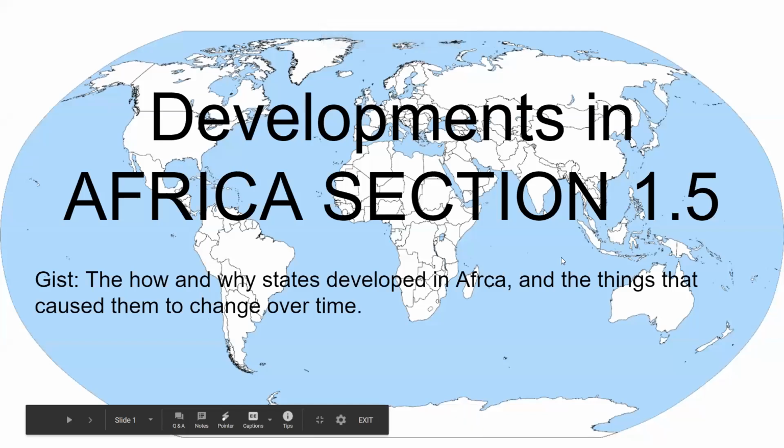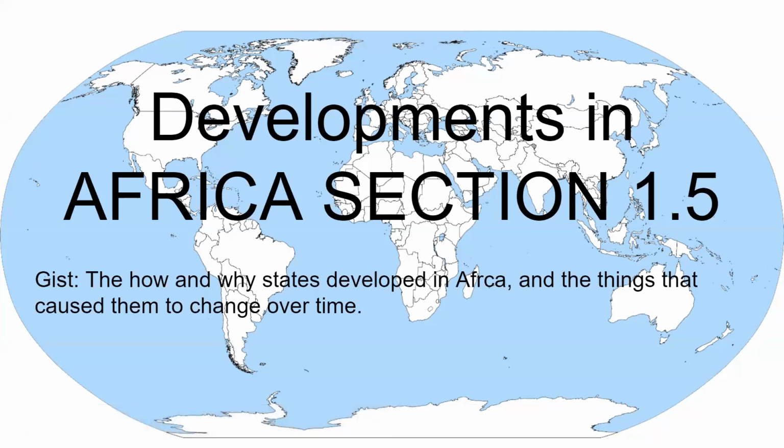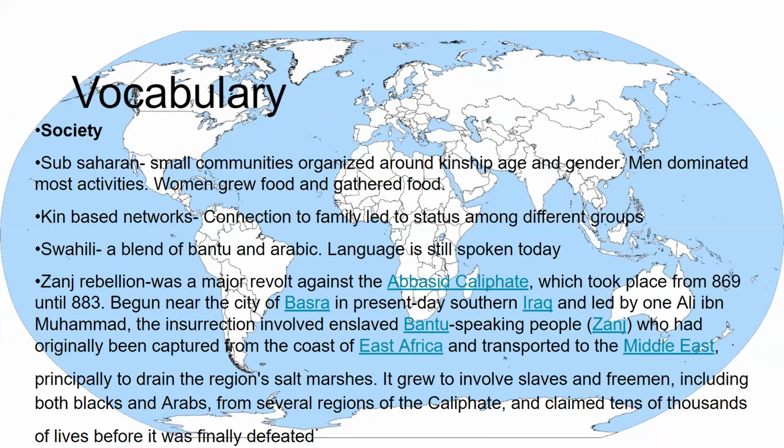So, developments in Africa. We're going to talk about how these states developed and why they developed and how things became what they became. All right. So, this part is just vocabulary. You need the vocabulary.